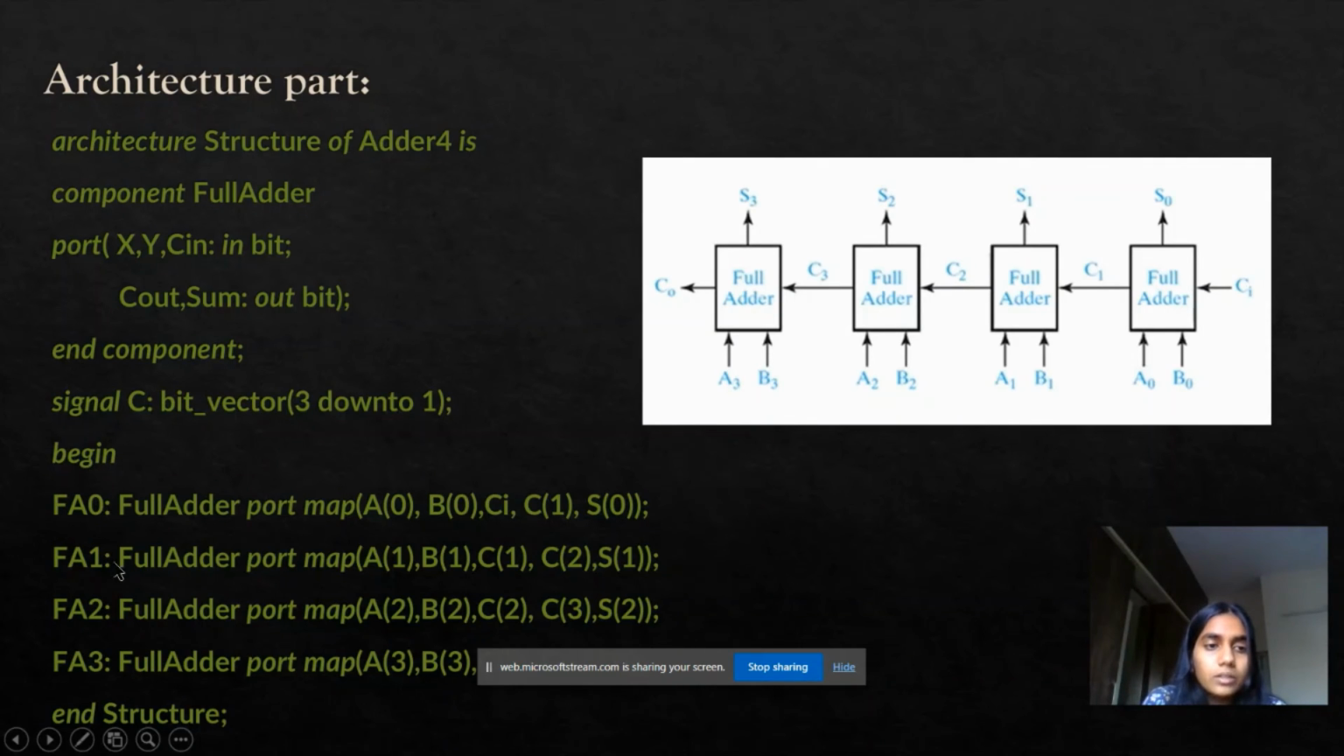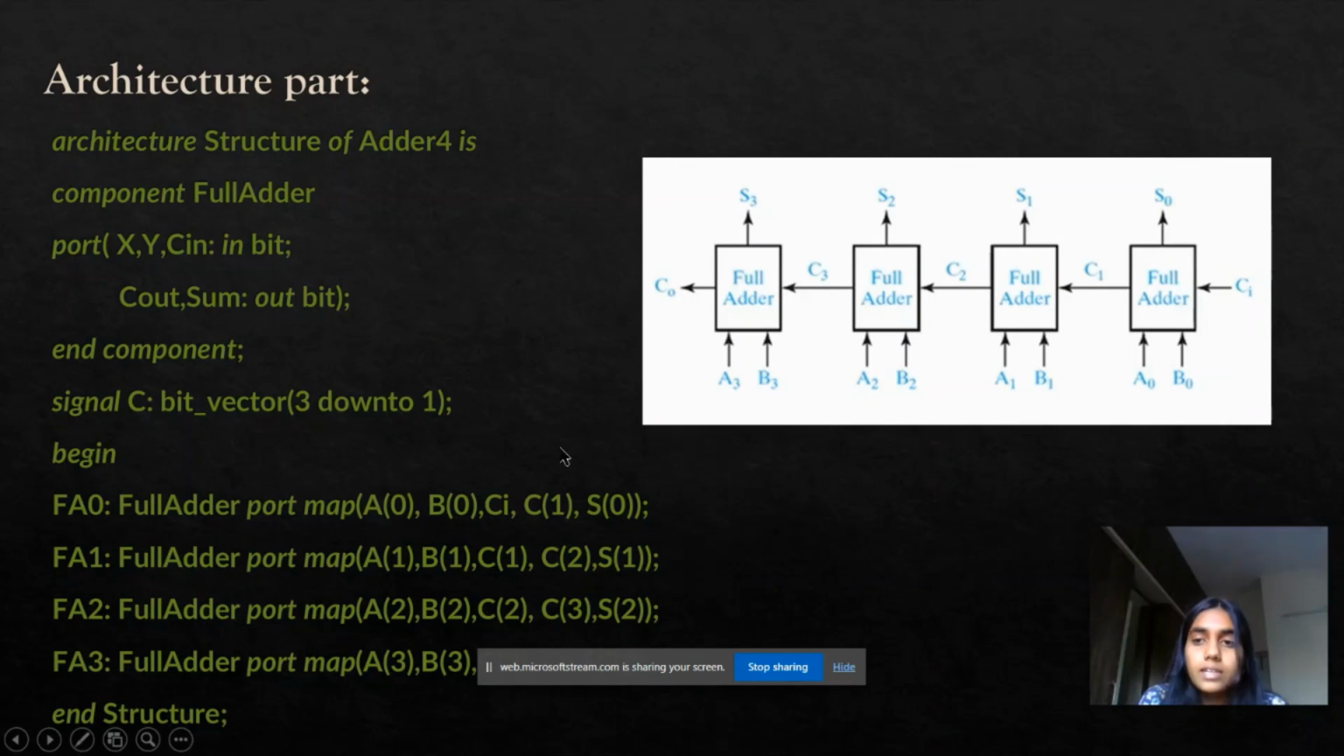Now we begin the code, and we have taken 3 full adders, full adder 0, full adder 1, full adder 2, full adder 3. I'm sorry, not 3, 4 full adders. Now full adder, I'm calling the component, and port map is a predefined word that I can use to call this function, this component. So using port map, I can access this part of the code. So full adder, port map, these are the 3 inputs, A0, B0, Ci, and C1 and S0 are the outputs of the first full adder.